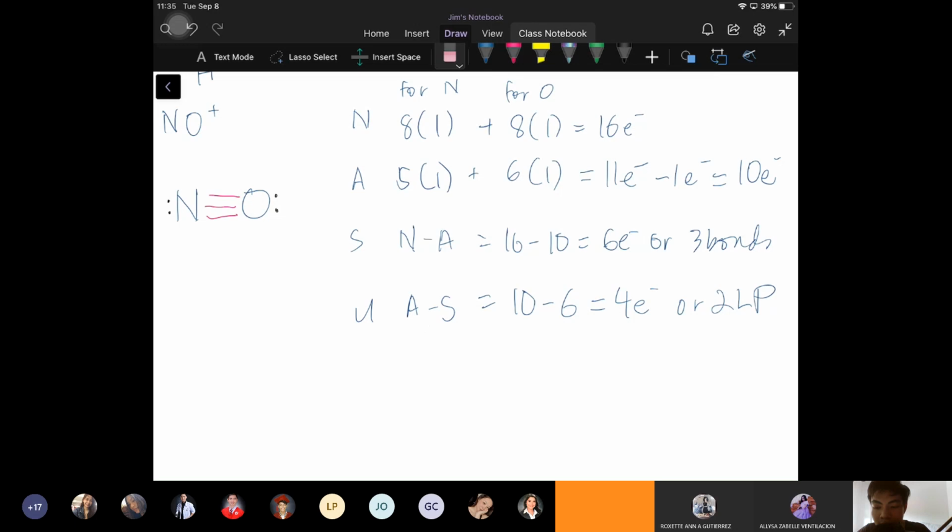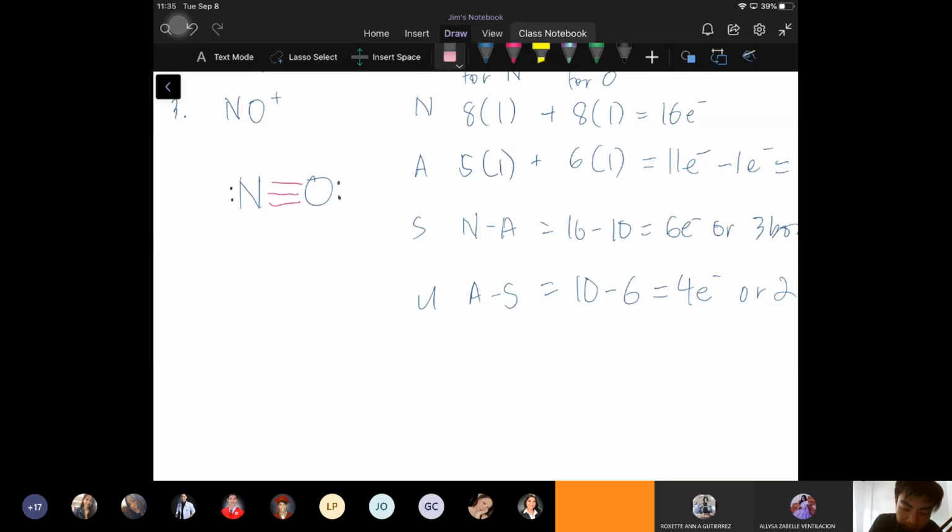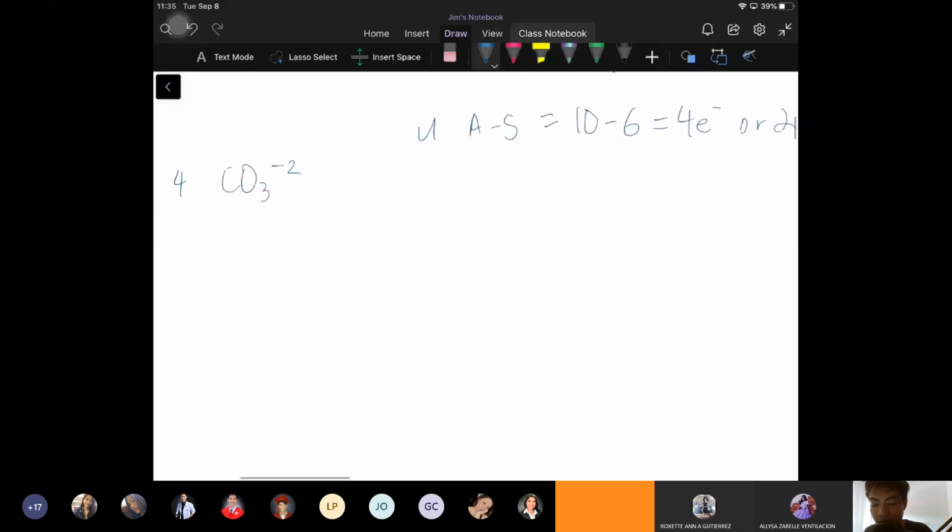May isa pa tayong example. Carbonate. So, ito naman. If you have question, you can tell me kung may question. May question po ba or okay naman? Nasusundan naman. Okay, so mukhang wala namang question. Sige. So, proceed tayo with CO3, carbonate.